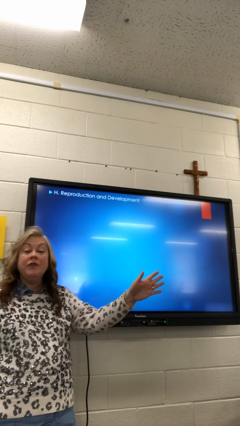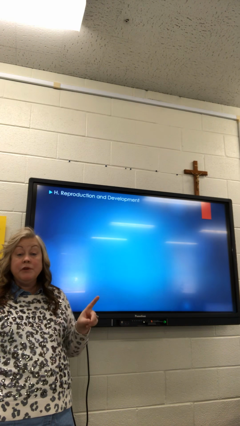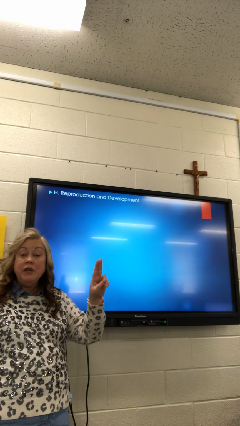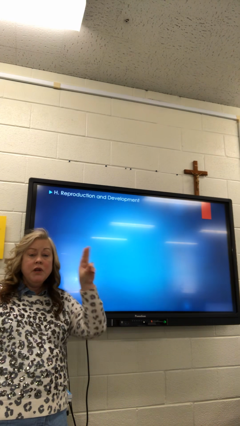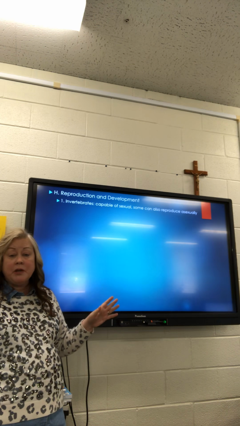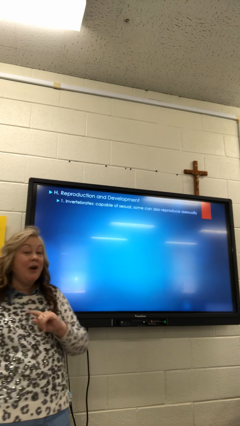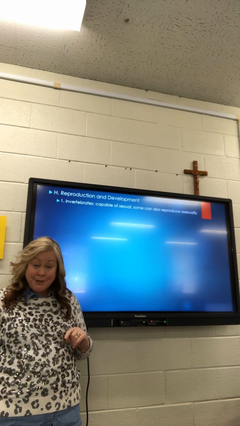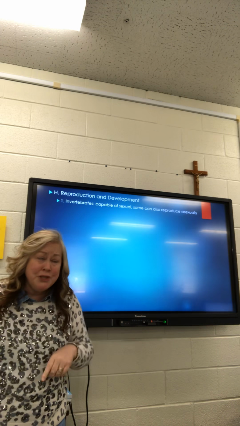Reproduction and development. Well, we all know that animals are sexual because they produce both egg and sperm, and it's the union of the egg and sperm, the union of those gametes, that produces offspring. Invertebrates are capable of sexual reproduction, obviously because they're animals, but some are even capable of asexual reproduction. Let's talk about the sponge.